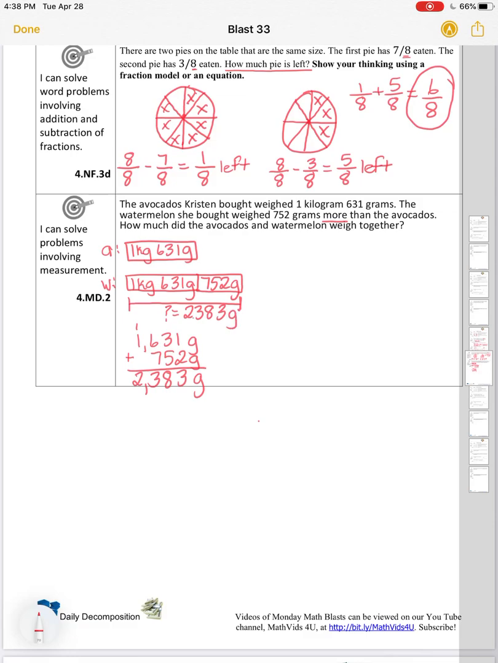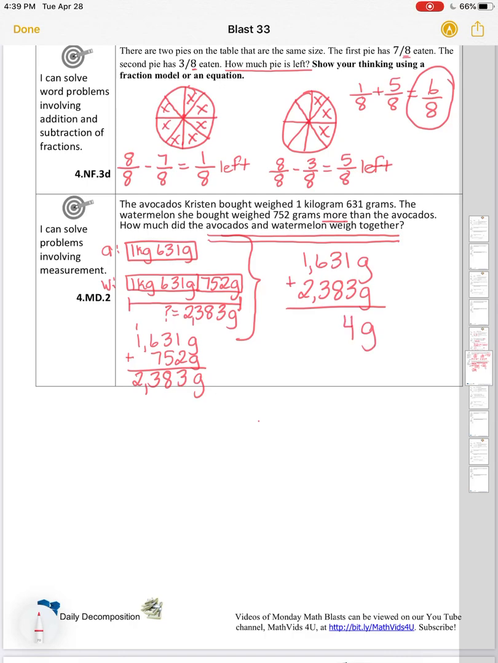Now again, that's just the weight of the watermelon. The question is, how much did the avocados and watermelon weigh together? And so that's what I'm trying to determine here. I'm going to put these together, and I will find that 1,631 grams for the avocado plus the 2,383 grams for the watermelon will give me the total weight. Again, I'm going to add like units, and I get 4,114 grams. So I can make a quick statement here.